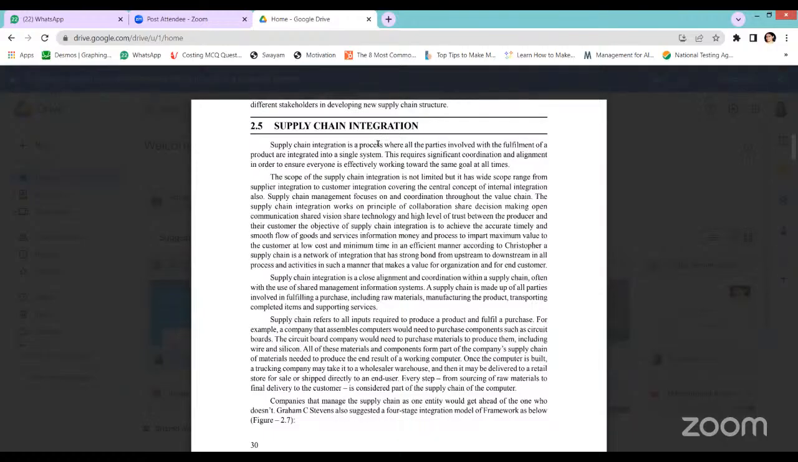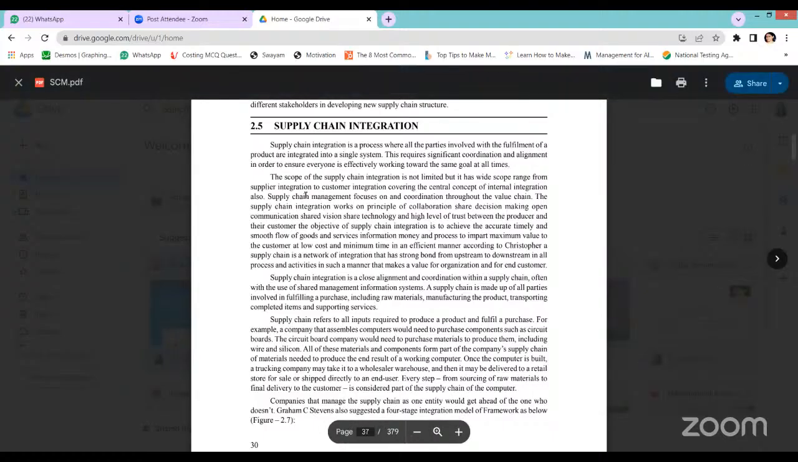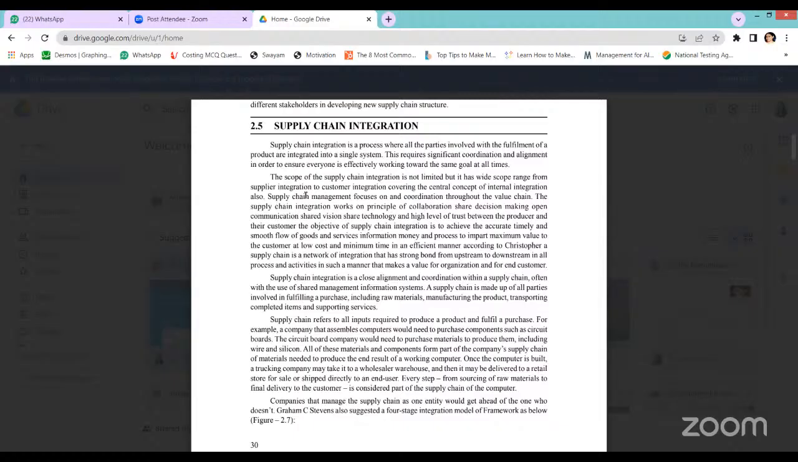It is a process where all the parties involved in this chain are integrated in order to provide a single system. All the parties in this chain will integrate as a single system in order to provide a final, value-added product to the customer. This integration is not that easy, because you should make sure of coordination and alignment of orders to ensure everyone is effectively working towards the same goal. This is important, so you can write these two lines in your answer.